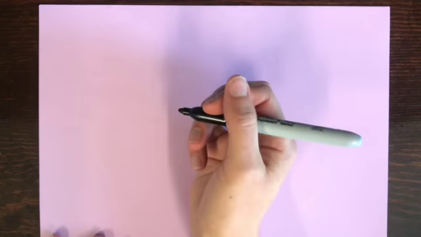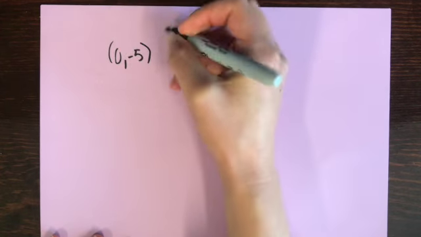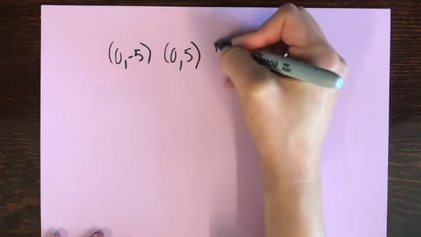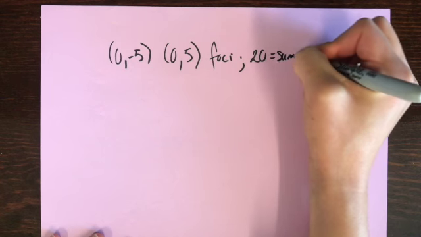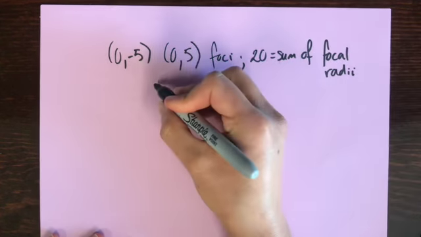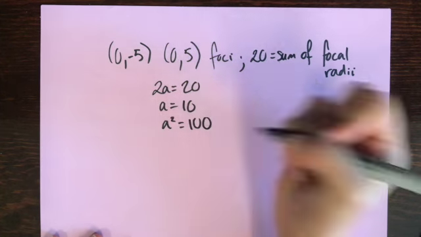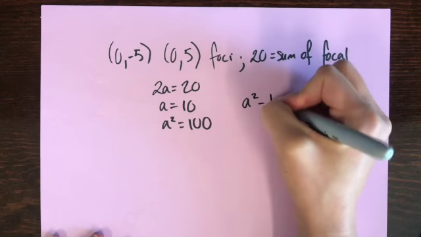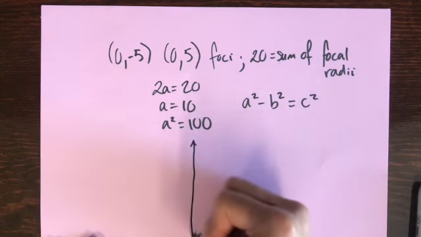So let's go ahead and do another example. We'll go through this much slower in class. Let's suppose I have (0, -5) and (0, 5) as my foci, and I also have 20 equal to the sum of the focal radii. So the sum of the focal radii, if you recall, 2a is equal to the sum of the focal radii. Therefore, 2a is equal to 20, therefore a is 10, and a squared is 100. Okay? And then I know that a squared minus b squared is equal to c squared, so I might plug in my a squared and my c squared to get that.